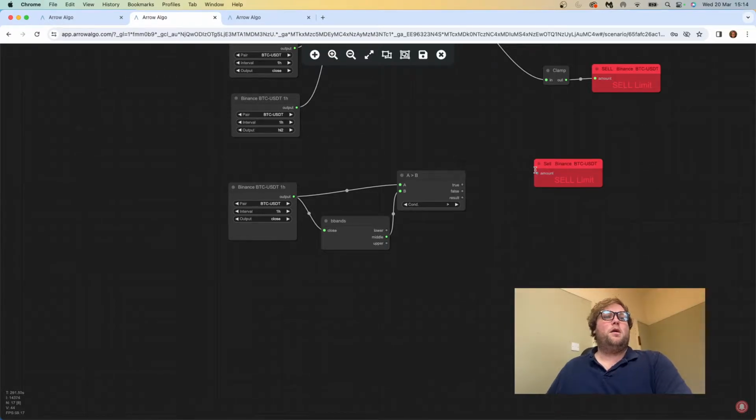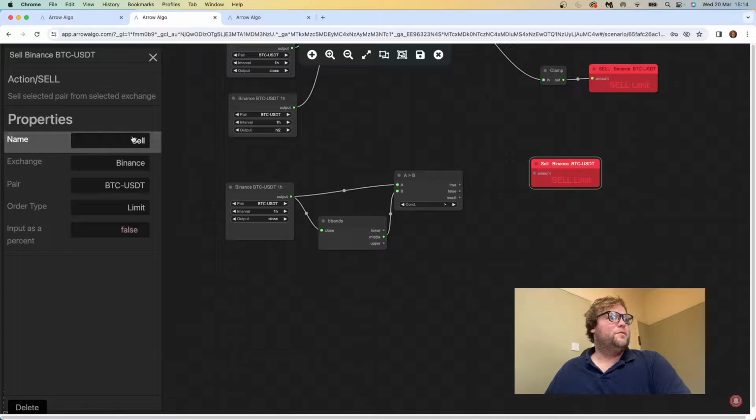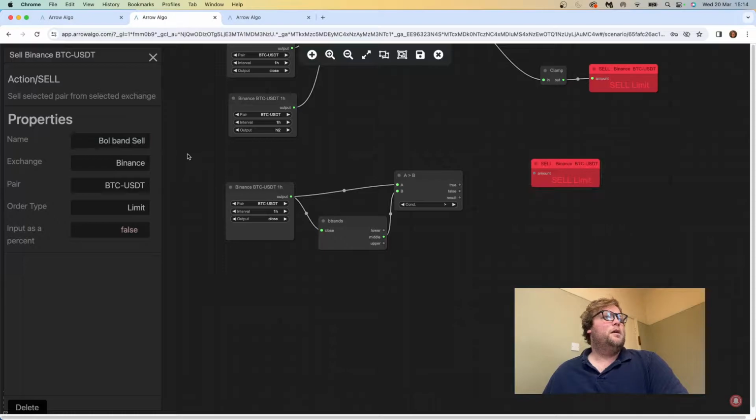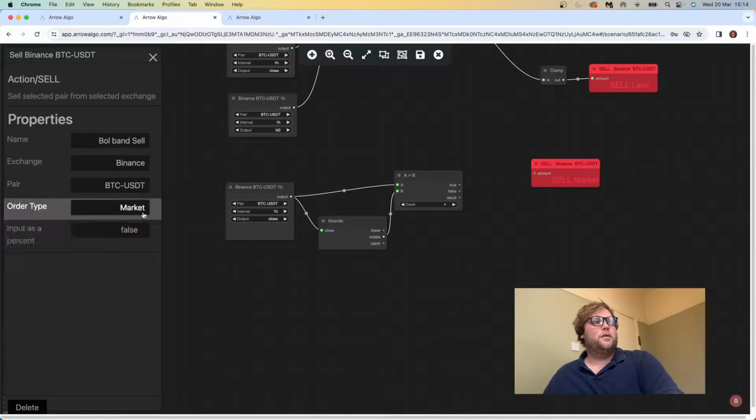The sell block itself, or the buy block, you can name the block. So this is going to be my Bollinger Band sell. I want it to execute on my Binance account, for example, on the Bitcoin USDT pair is the one that we're watching here. And let's say I want to enter it as a market order rather than a limit order.